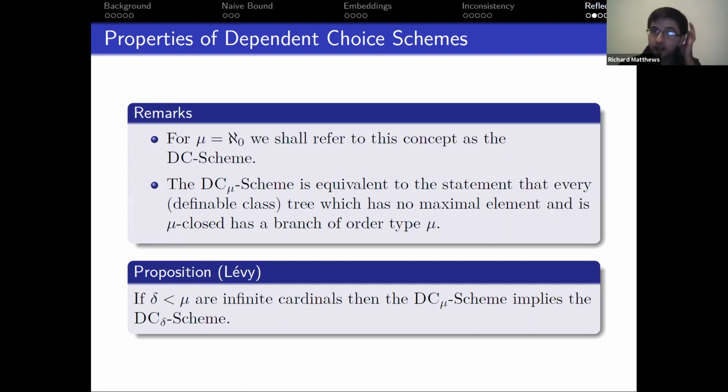It says that if delta less than mu are infinite cardinals, then the DC mu scheme implies the DC delta scheme. So if every definable class tree with no maximum element, which is mu closed, has a branch of order type mu, then every definable class tree which has no maximum element and is delta closed has a branch of order type delta.